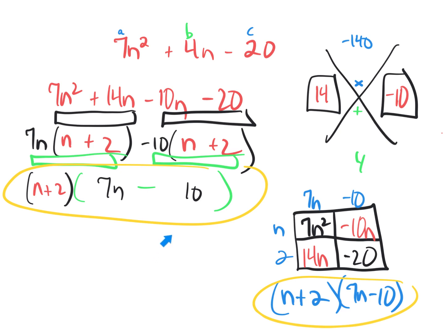But there are still other ways we can factor 7n squared plus 4n minus 20. There's the x model followed by this table. There's the x model followed by factoring by grouping. And there's a couple of other ways. And maybe one makes the most sense to you. That's the one you should work with. Let me show you the other two ways quickly.